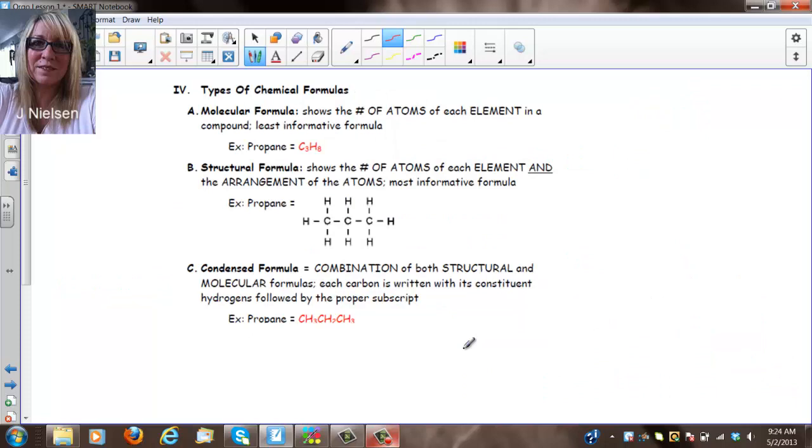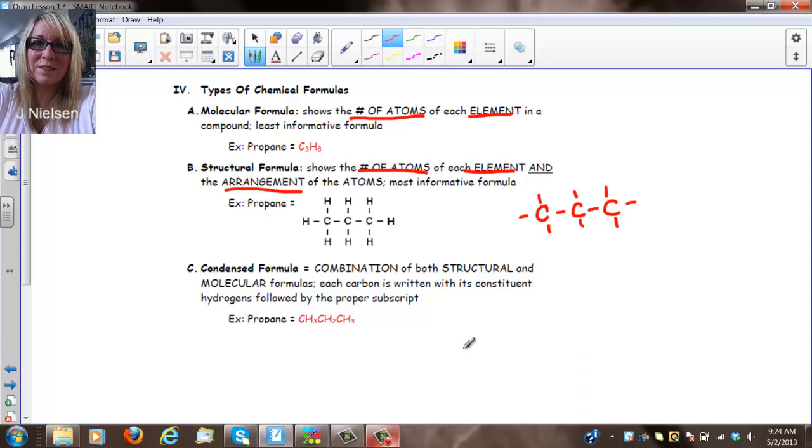So we have two types of chemical formulas. We have a molecular formula, which shows the number of atoms of each element. So propane, C3H8, that tells me that this compound has 3 carbons and 8 hydrogens. That is a molecular formula. Then we have what's called a structural formula, which actually shows the arrangement of the atoms of each element. So if I were to draw out propane, I would simply just do 1, 2, 3, and then I've got 8 hydrogens. 1, 2, 3, 4, 5, 6, 7, 8.